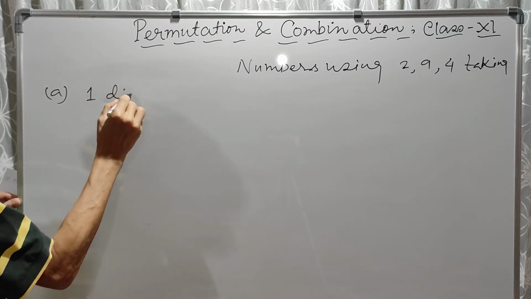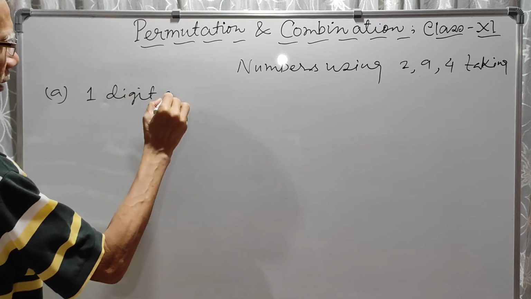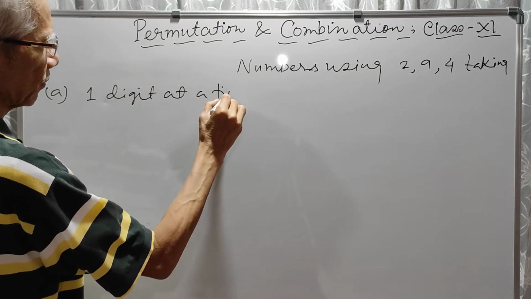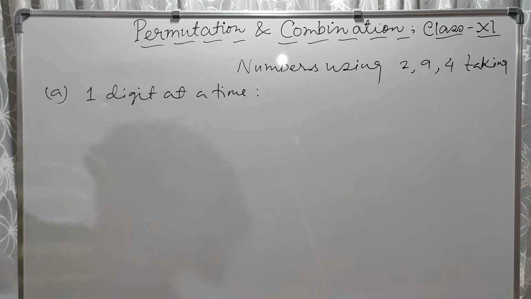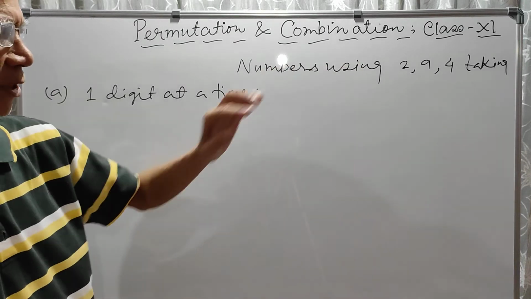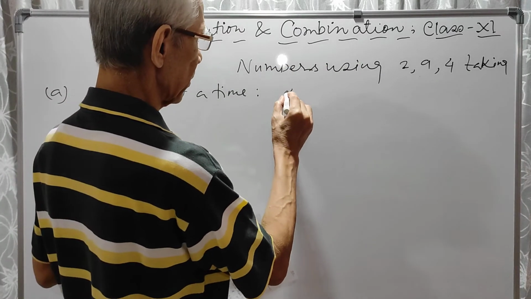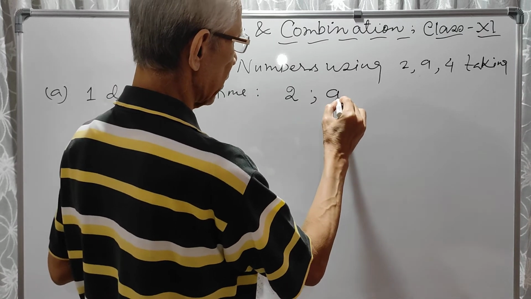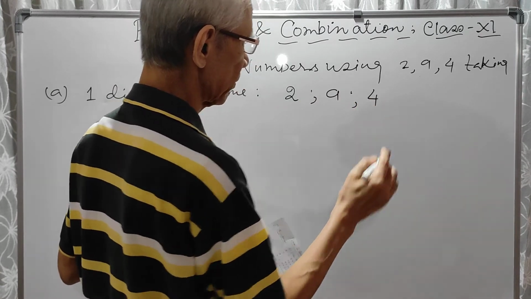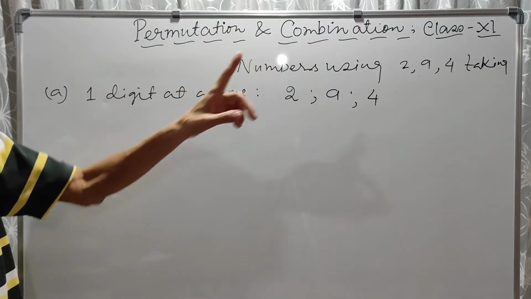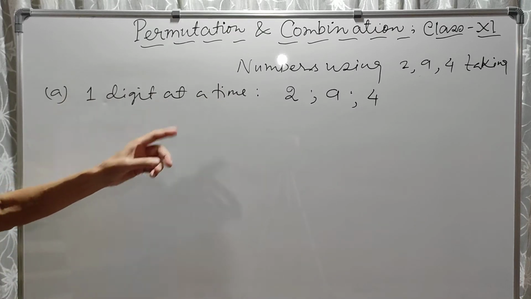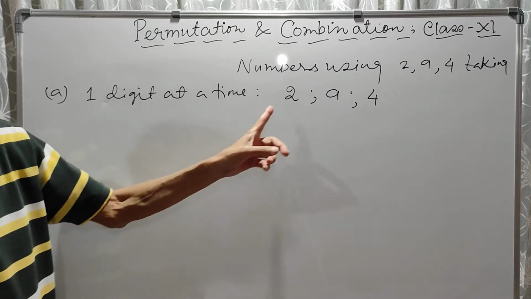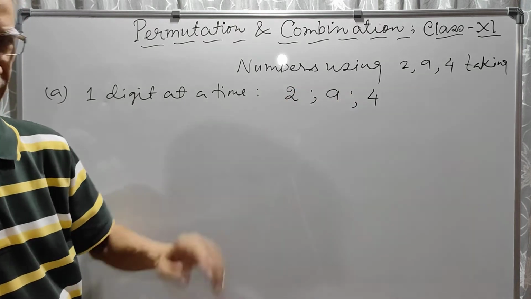1 digit at a time. Now taking 1 digit at a time, how many numbers can you make? Only 3. 2, 9 and 4. Out of these 3 digits, taking 1 digit at a time, how many numbers can you make? 3 numbers. So 2, then 9 and 4. All right.